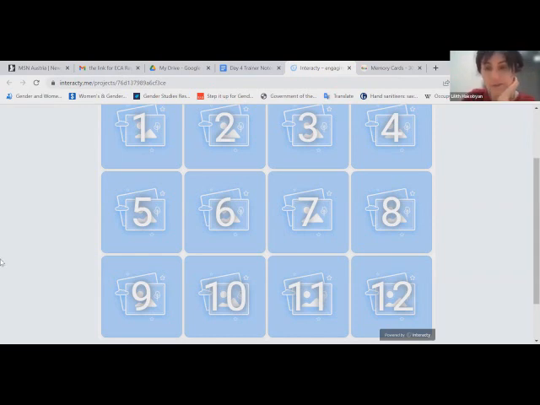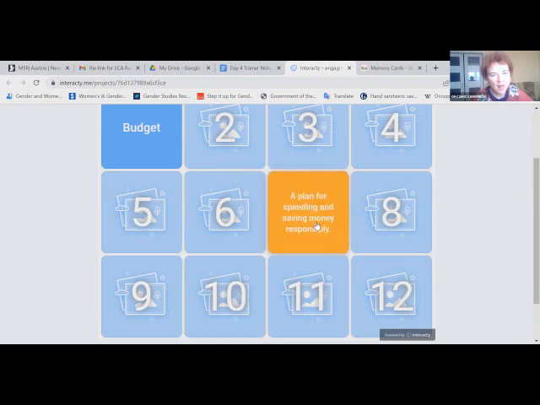Natalia, who do you pass on? Oksana? 1 and 7. 1. Budget. A plan for spending and saving money responsibly. No, they don't match. So a plan for spending and saving money responsibly. They don't match. What is budget? Budget, this is money. A plan for spending and saving. This matches. I think it's correct.